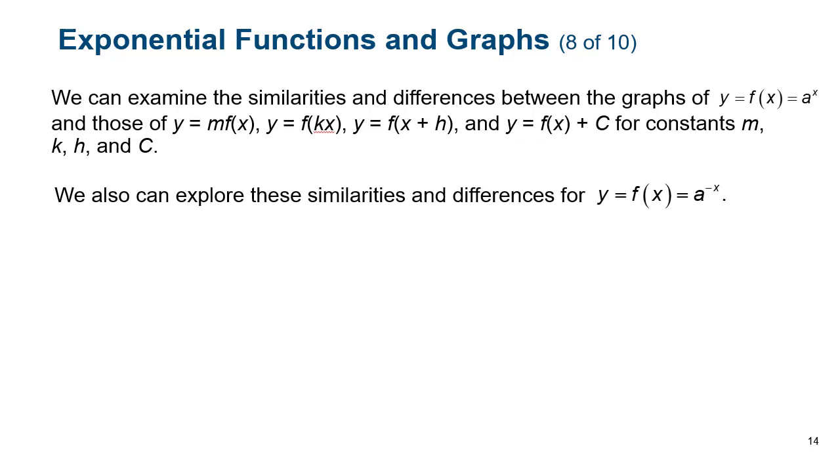We can examine the similarities and the differences between the graphs of f of x equals a to the x and those of m f of x, f of kx, f of x plus h, f of x plus c, and so on and so forth. Basically, what happens when we start transforming these functions? Well, I've already talked about if you multiply on the outside, it's going to make it grow faster if m is bigger than 1. It's going to make it grow slower if m is between 0 and 1. So it either stretches it vertically or compresses it vertically.